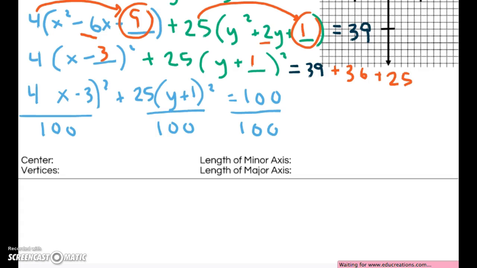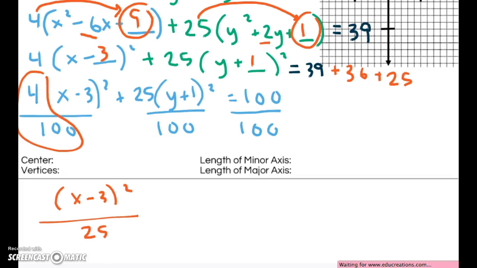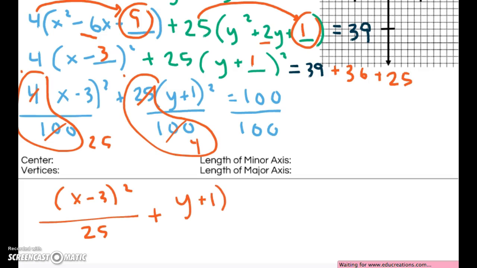I need to think about reducing 4 over 100. And that actually becomes, I'm going to move down here, x minus 3 squared over 25. Because you could think of 4 going into 4 one time, going into 100 25 times. And if I look at the next number, I need to reduce 25 over 100. 25 goes into 25 one time, it goes into 100 4 times. I end up with y plus 1 squared all over 4 equals 100 divided by 100 is 1. And that is the standard form of my ellipse.